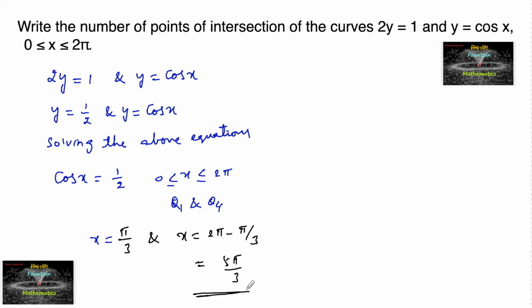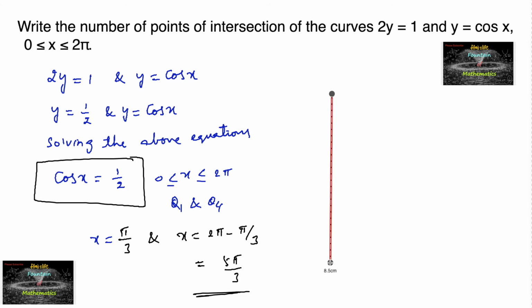So these are the two values, x equals pi by 3 and x equals 5 pi by 3 in the interval 0 to 2 pi, where cos x equals half. Or from the graph you can also verify it. So for the number of points of intersection, let us take 0, pi by 2, pi, 3 pi by 2 and 2 pi, from 0 to 2 pi.